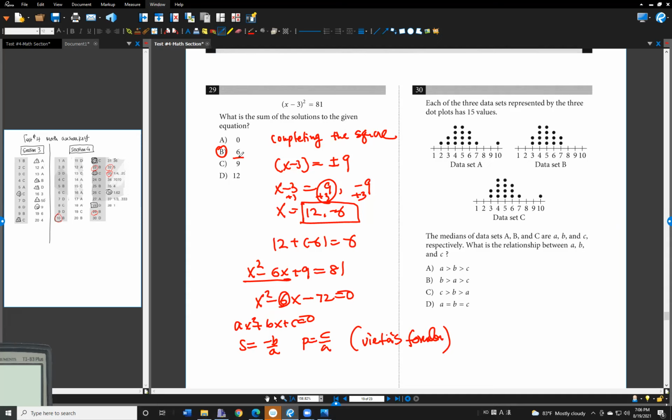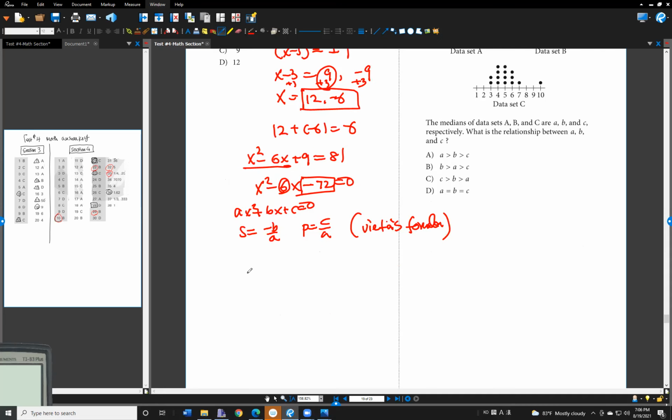Sum of roots. But they're going to ask, right, this number 2, the product of the roots. Okay, they ask what is the product of the solutions? You have to answer negative 72. You don't need any work. You don't have to factor. Because I saw questions in the SAT such as this one.